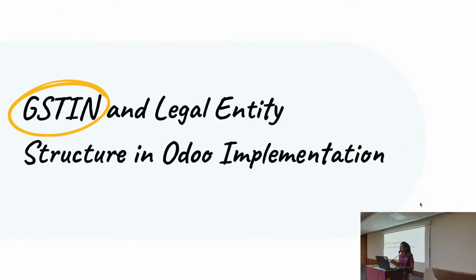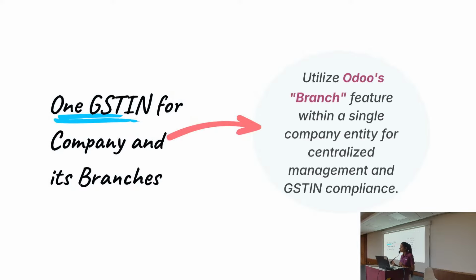Let's implement a multi-company and multi-branch structure along with your GST number and your legal entity structure. If you are working with a single GST number for your company and your branch, I suggest you go with the multi-branch structure. It will allow you to maintain consistency in your books of account by using the same chart of accounts you have configured for your company in your branch.